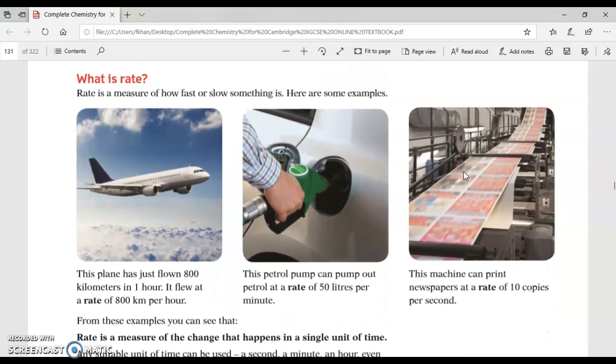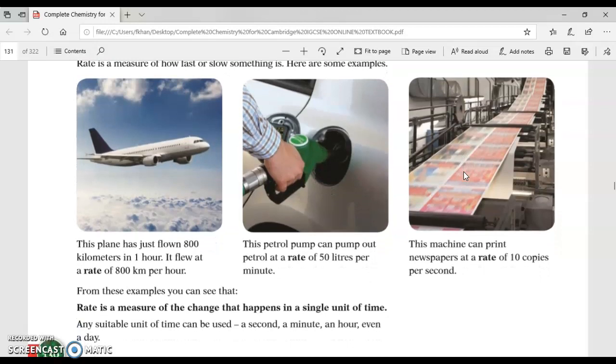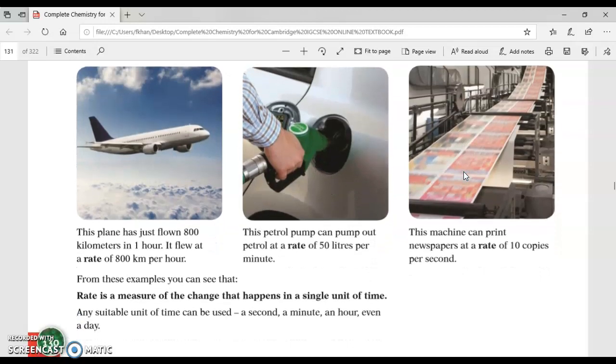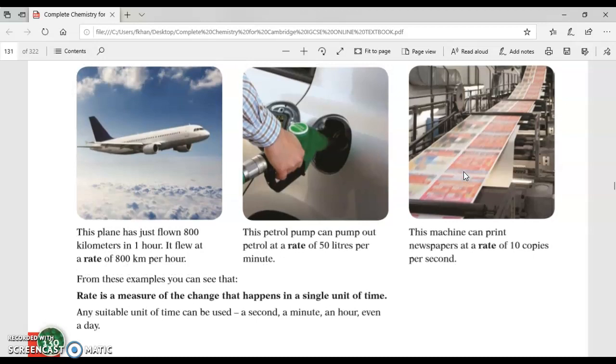So we need to have a definition of rate. Okay, rate is a measure of how fast or slow something is. Now, in everyday examples, we're going to talk about planes moving 800 kilometers in 1 hour. So we would talk about the rate being how much has actually been covered, 800 kilometers per hour. Okay. Petrol pumps can pump out petrol at a rate of 50 litres per minute. So after 2 minutes, you'd expect it to give you, yes, 100 litres.